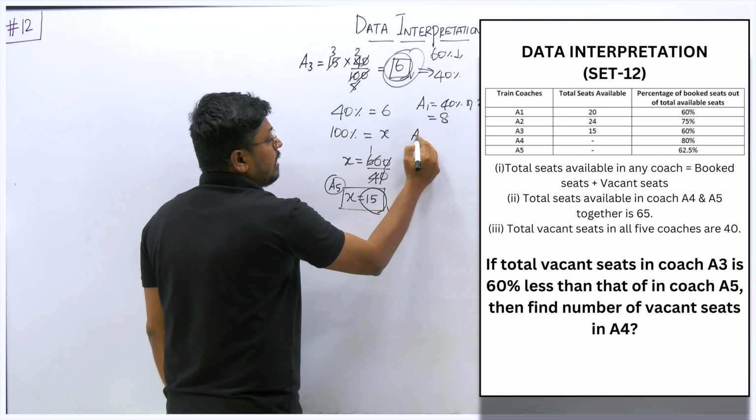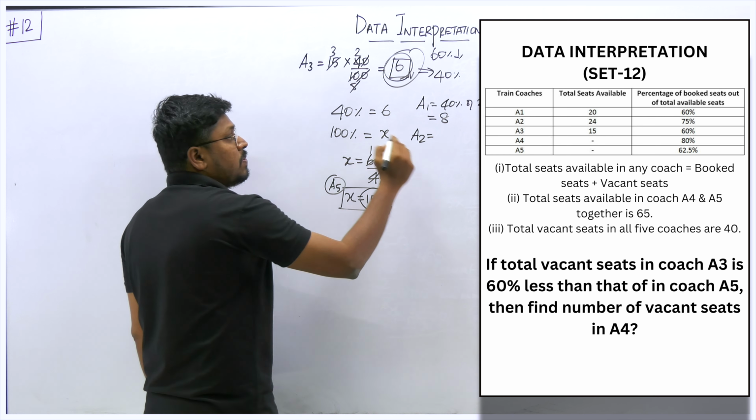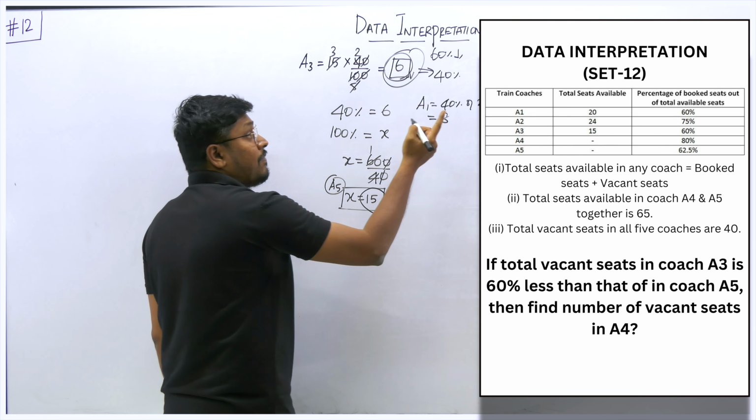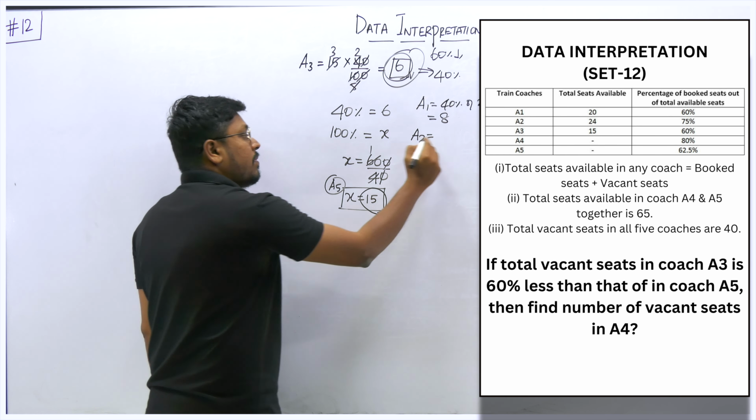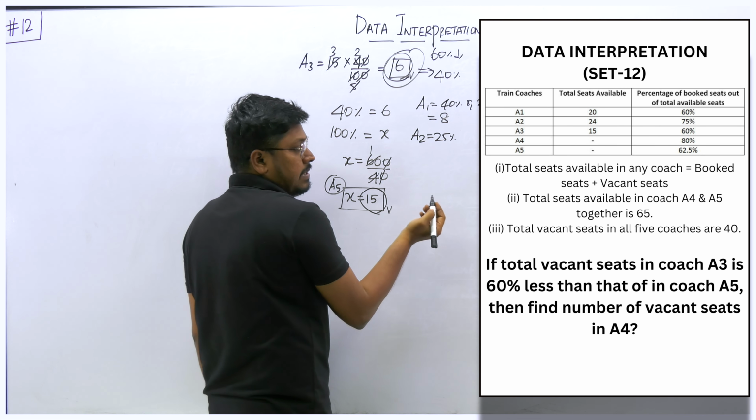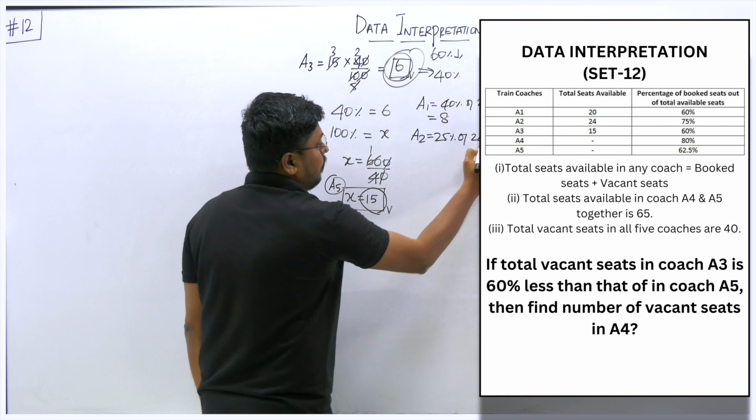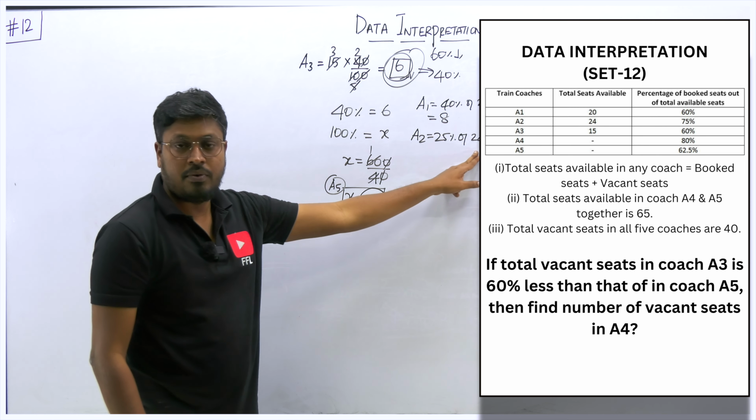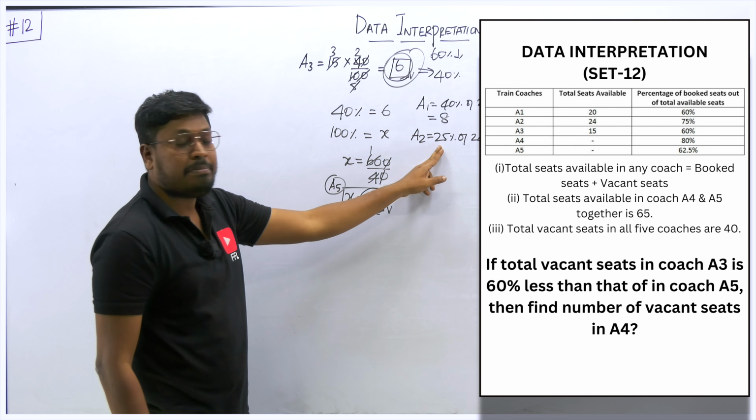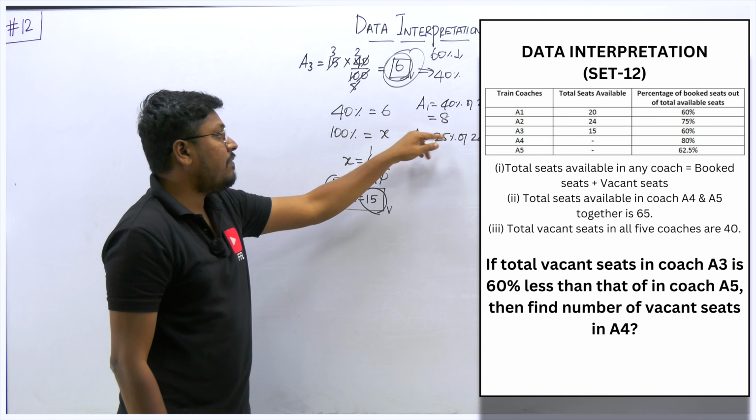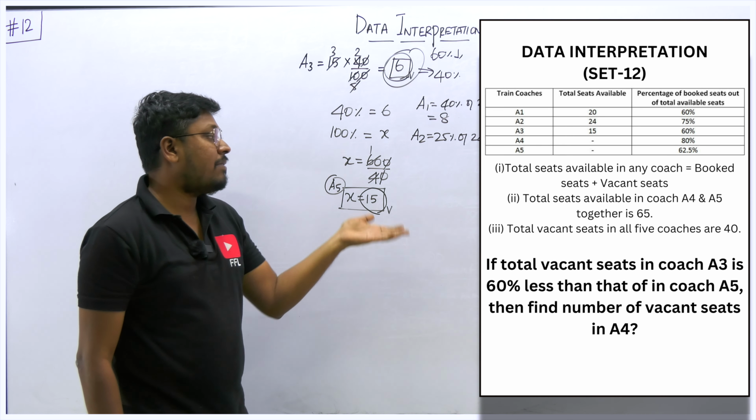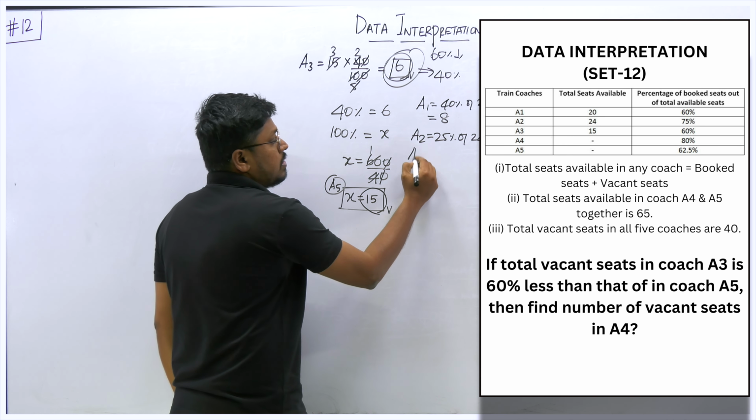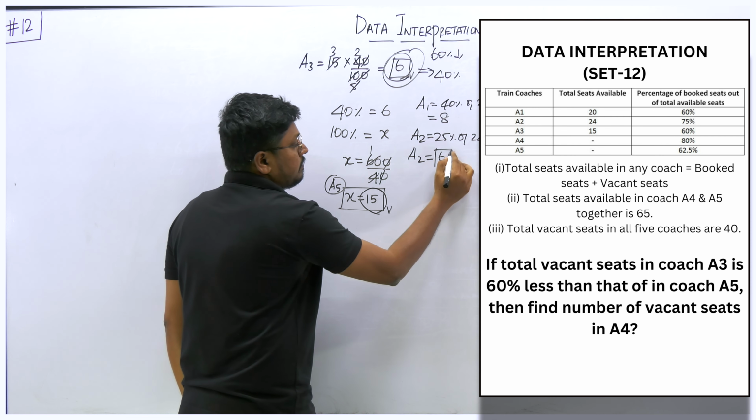So similarly we can find for A2. So A2 is how much? Out of it, 75% were booked. So 25% will be the vacancy. 25% of 24. So total seat is 24. So out of 24, 25% will be vacant. So 25% will be 1 by 4, right? 1 by 4, 6 fours are 24. So A2 will be 6.